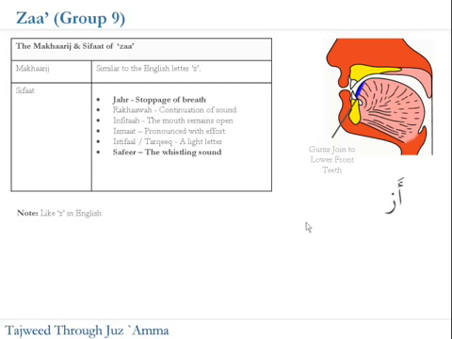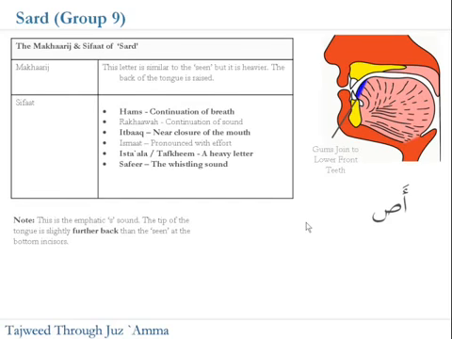Then we have the za. Some people call it the zay, and this is more like the English z. So this is as, as. So you have za, zi, zu, as, as. And again, it's got a whistling sound.